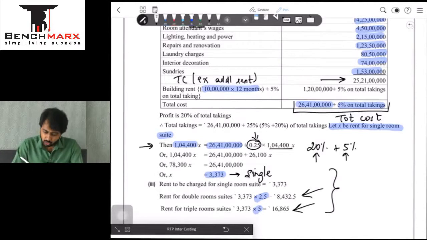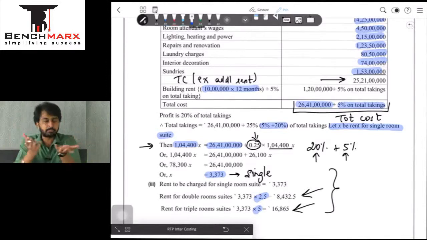Here that 0.25x they haven't explained, but here they have simply given 5% plus 20%. They haven't given the split of what is what. 5% is the extra cost and 20% is the margin. Both these are on the base of revenue, and the revenue is 104,400x.